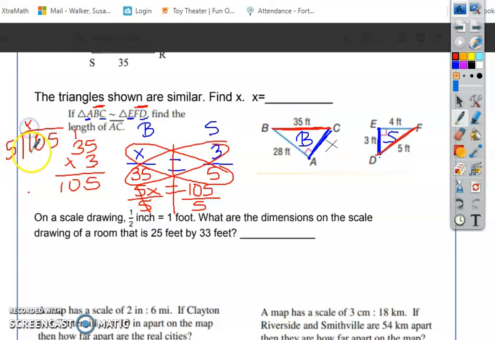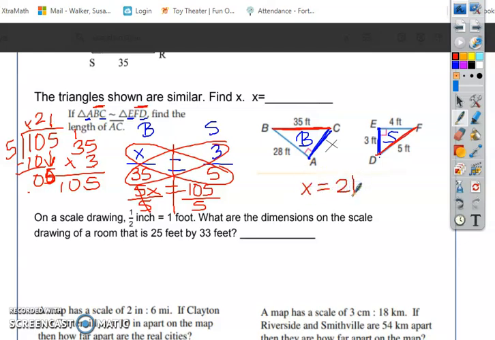5 won't go into 1. 5 into 10 is 2. 10, 0. Pull down the 5. I put a 0 for some reason. 5 into 5 is 1. So, again, I have another 21. It does not always work out that way. X is equal to 21.